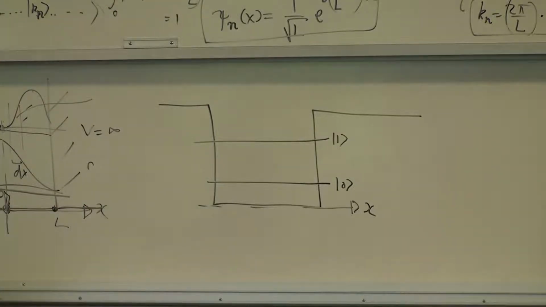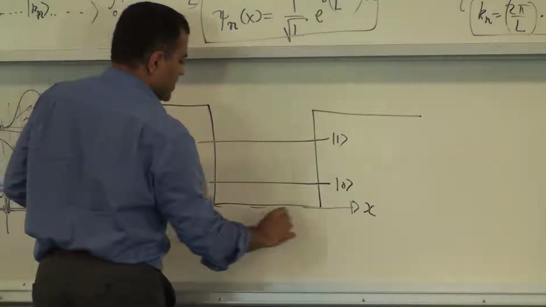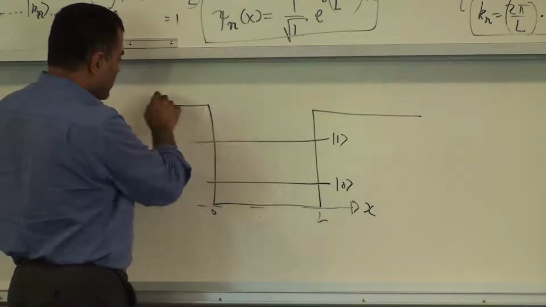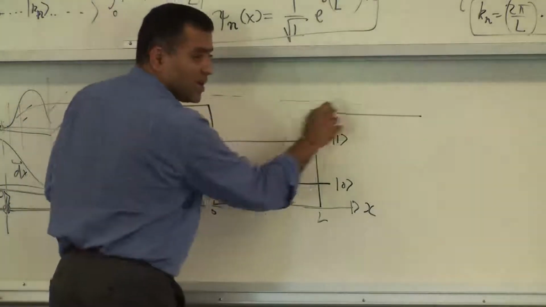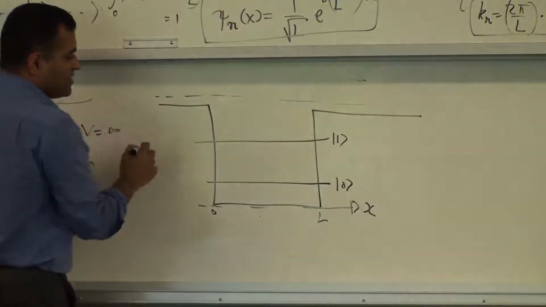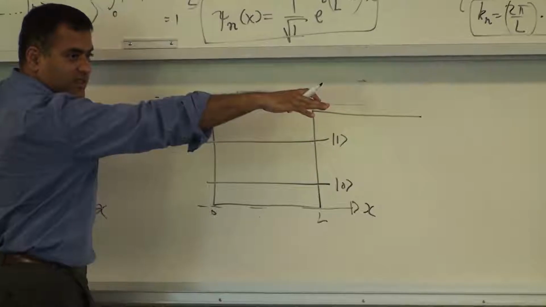And the next state, when I say there are only two states in the quantum well, I mean only two bound states in the quantum well. Outside here, all these energies are still allowed. Does that make sense? And so these are not bound states. These are extended states. These are not bound in the well.